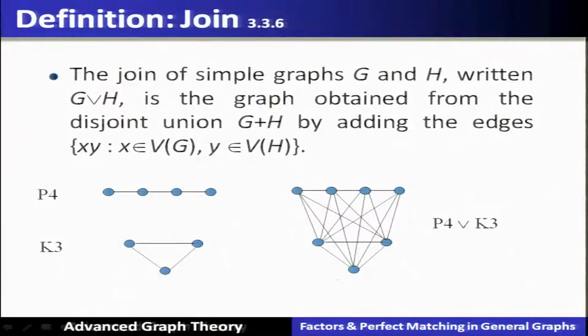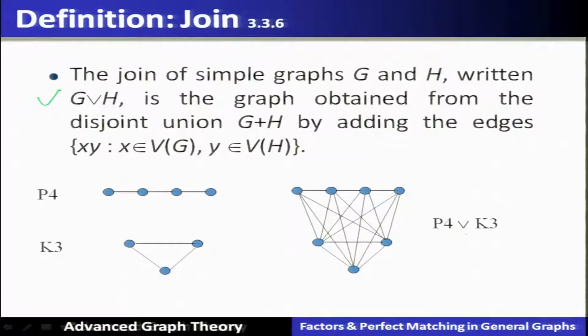So, again we are going to give another definition: a join of two simple graphs G and H, which is written as G join H, is the graph obtained from the disjoint union of G and H by adding the edges x y, such that x is a vertex in G and y is a vertex in H. So, every vertex of G will have an edge to the vertices of H. Similarly, every vertex of H will have an edge to the vertices of G.